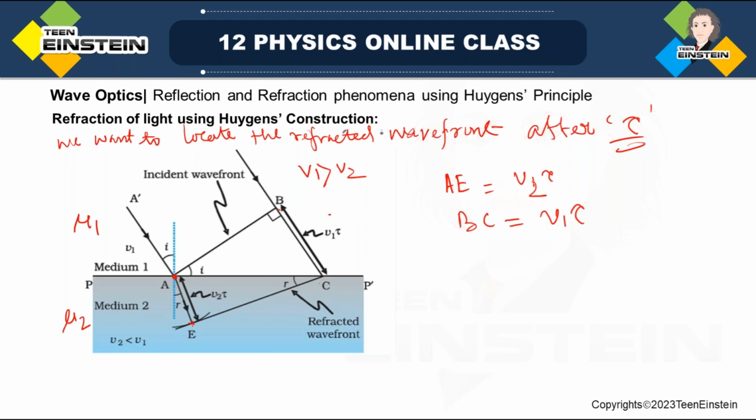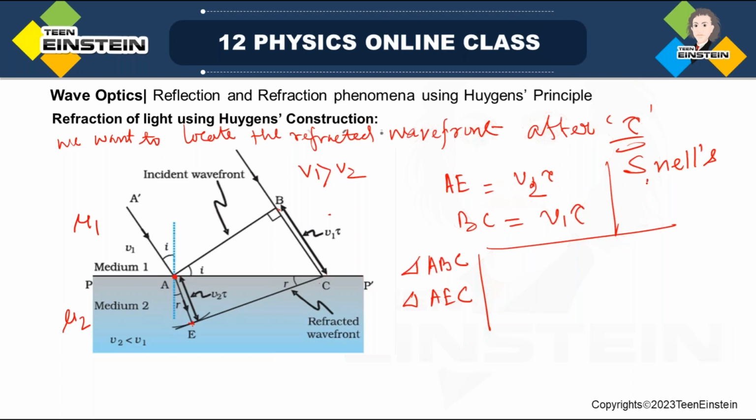So here we are just taking these triangles ABC and AEC. See, here we are actually trying to prove the laws of refraction. So what we have to do? We have to actually prove Snell's law. With this geometrical construction, we have to prove Snell's law.